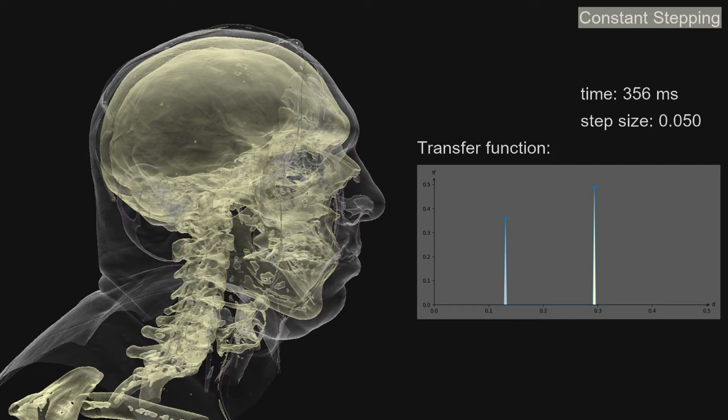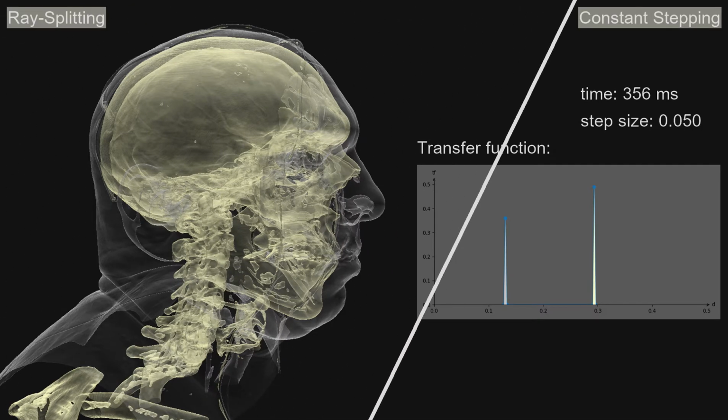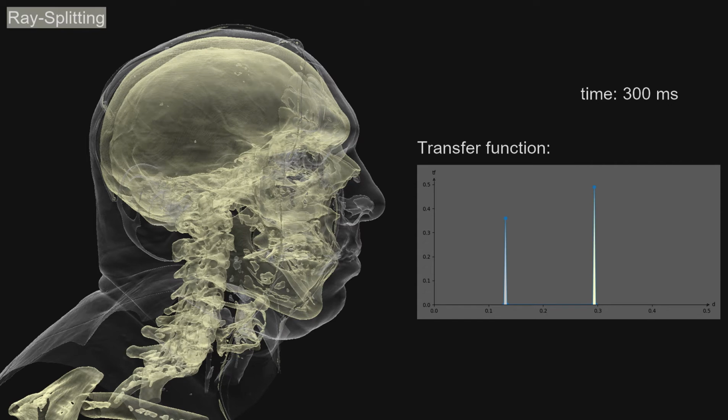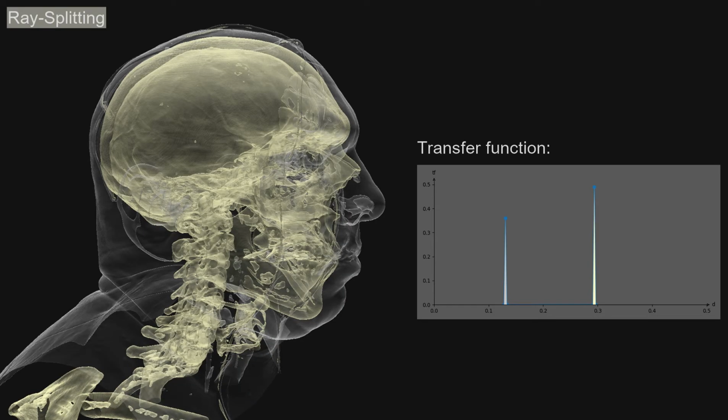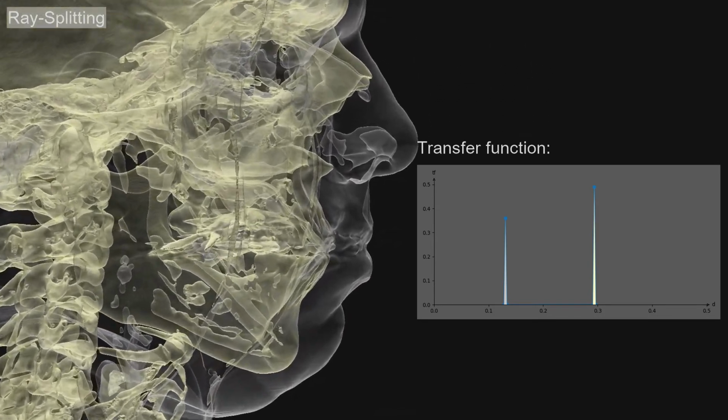We propose a ray splitting algorithm that can render scenes with arbitrary transfer functions at a controlled precision. But do we even need such high-frequent transfer functions?